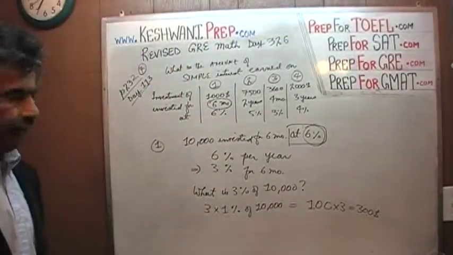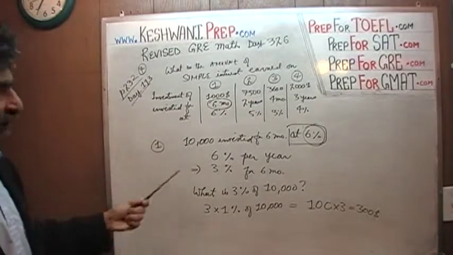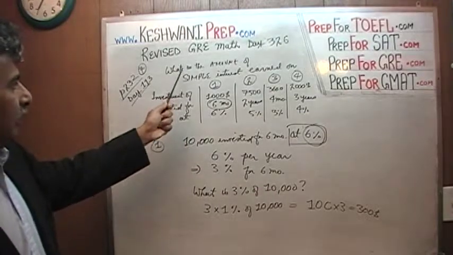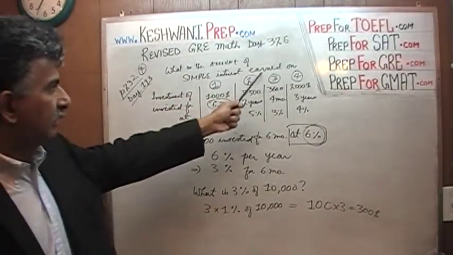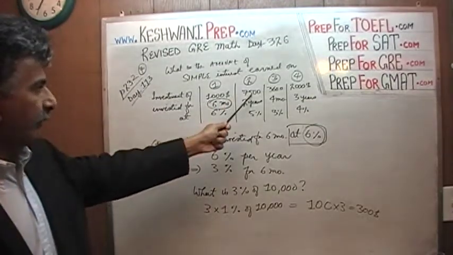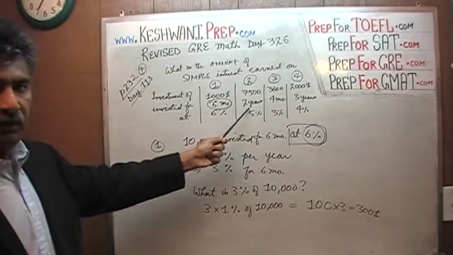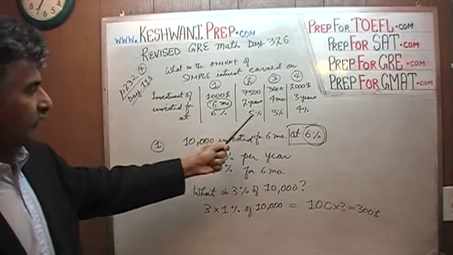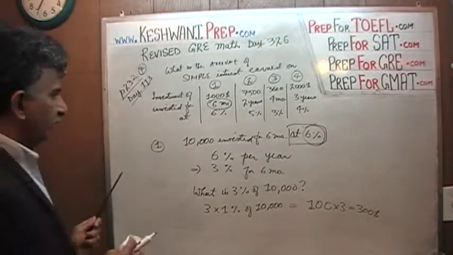Let's do the next one, shall we? In the next problem, again, same exact problem, the question is, what is the amount of simple interest earned on the investment of $7,500 if you were to keep the money in the bank for 2 years at 5%. So let's do that, shall we?